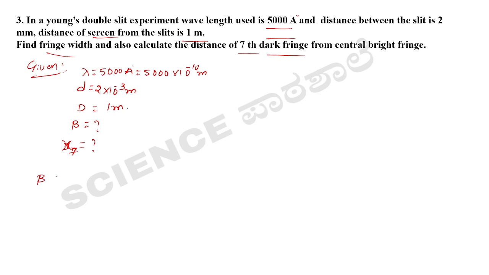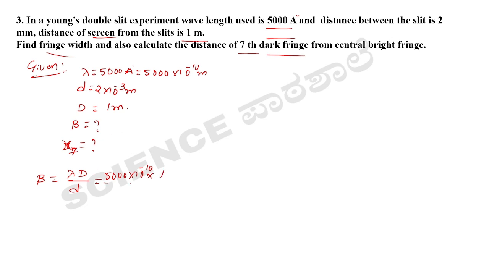Okay, so first solve the beta. So what is formula for beta here? Beta is equal to fringe width, that is fringe width or beta is equal to lambda capital D by small d. So what is lambda here? 5000 into 10 raised to minus 10 into, so what is capital D?